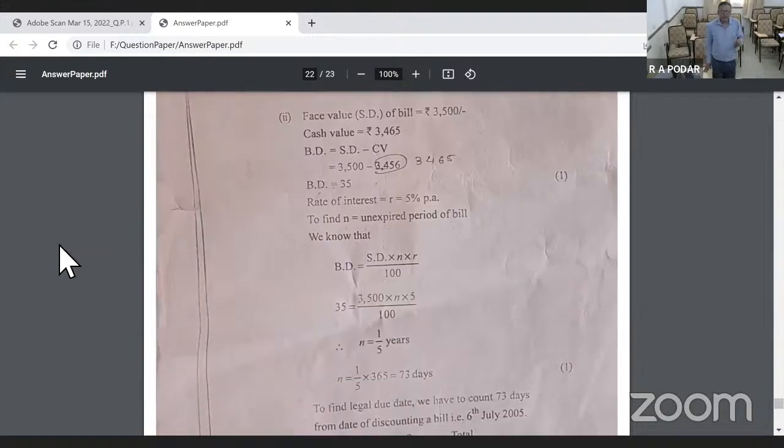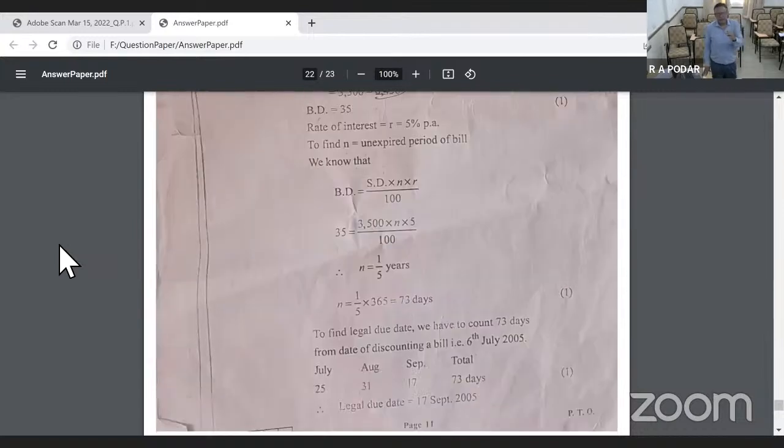Second question, this question was asked in the prelim, I told you. So see the solution. So the formula for BD is SD minus CV. So face value you can write SD also, face value. So 35 rupees PD comes. Then the value of n is in number of days. That is 73 days. So 1 by 5 into 365. So 73 days you get.